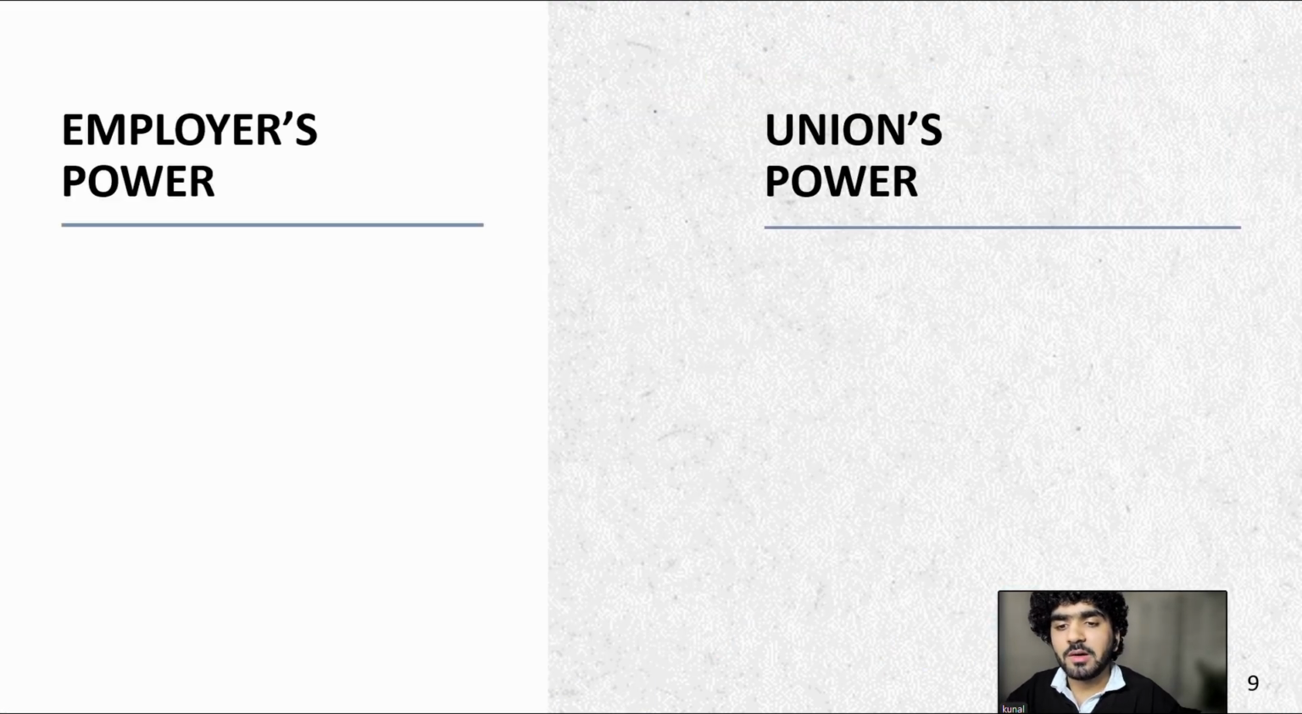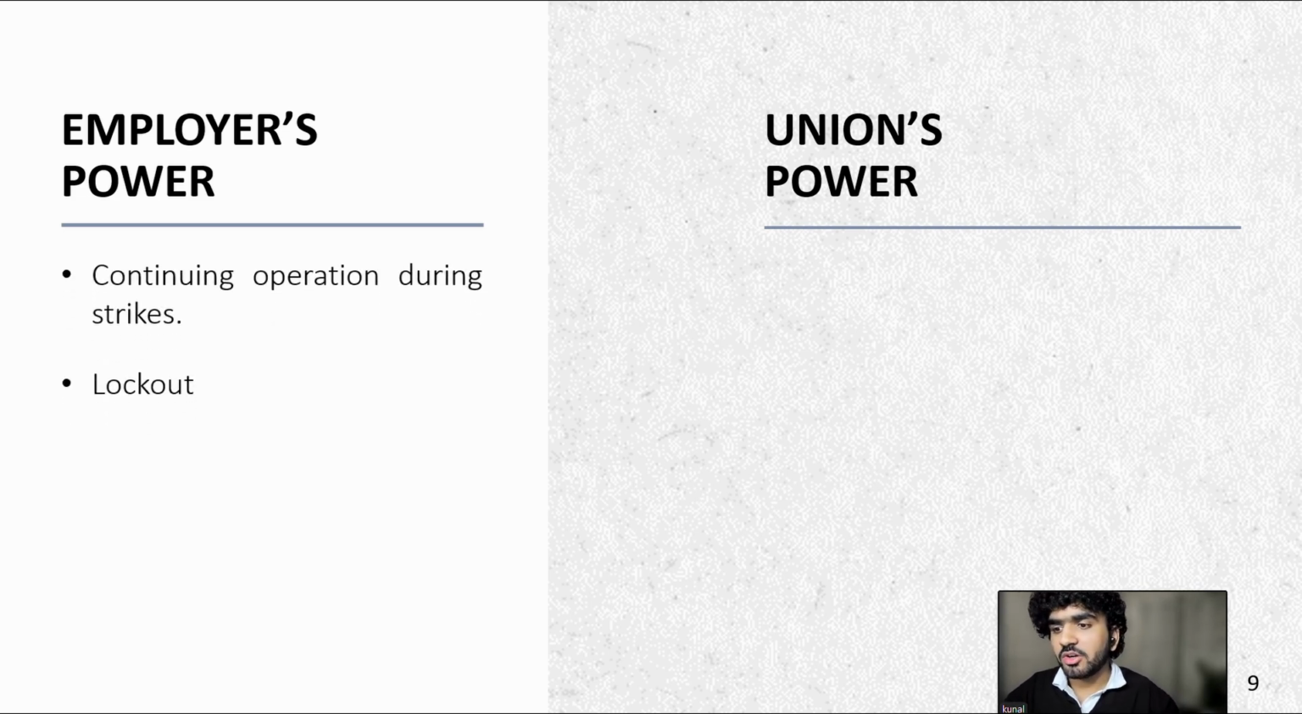Now we have the employer power and union power in collective bargaining. So what are the employer powers? The first is continuing operation during a strike. What is continuing operation during a strike? It is basically when the union is on strike, but the company still chooses to operate with the employees they have, or by working on their own. They don't shut down the company, and the company is still operating.